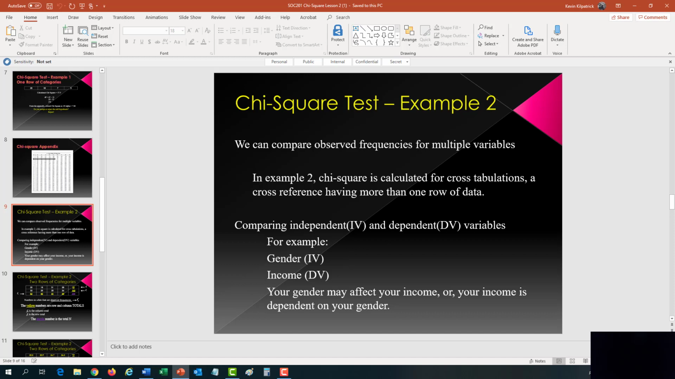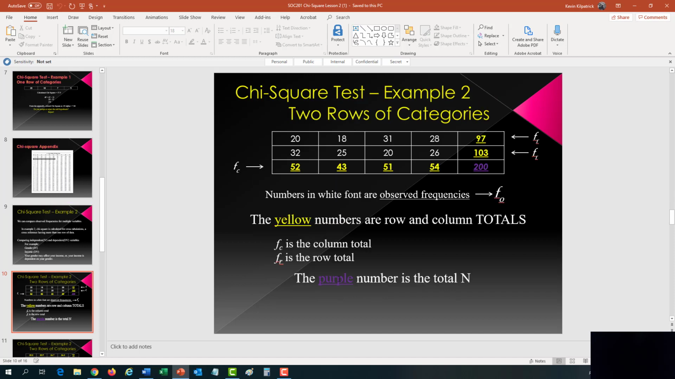But getting back to independent and dependent variables, your income is going to depend on whether you are male or female or identify as another gender. That's why gender in this pairing is the independent and income is the dependent variable. And we'll talk about that some more when we get into crosstabs.